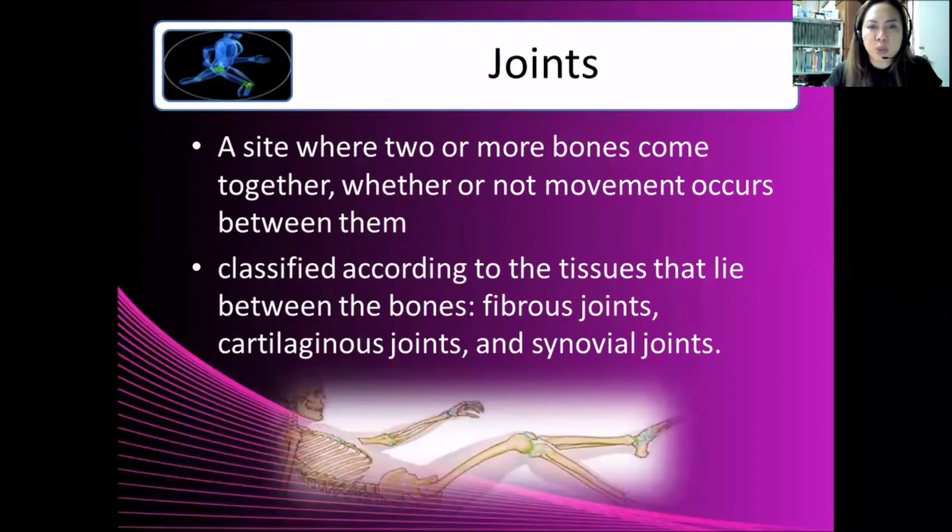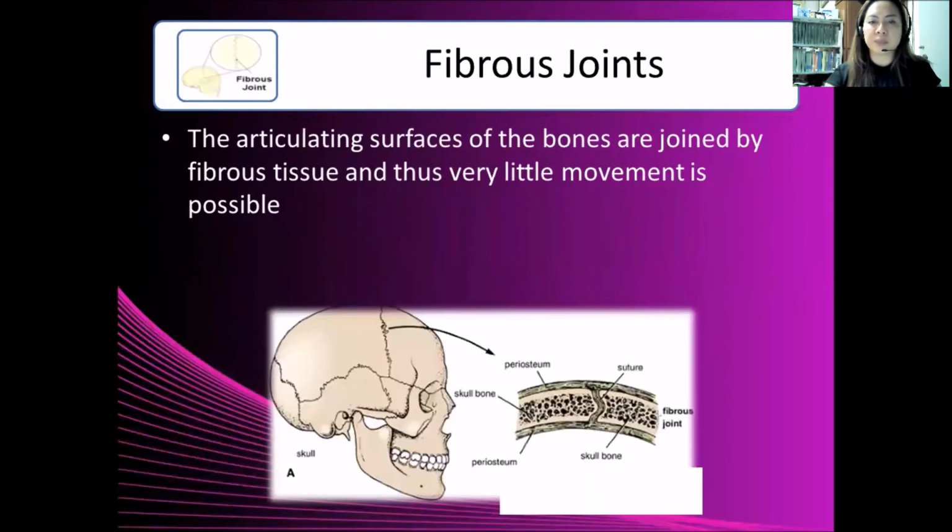Let's go to joints. Ano naman tong joints? Joint is a site where two or more bones come together, whether or not movement occurs between them, 'di ba? Kasi sabi nga natin, yung skull naman, meron naman siyang joint, 'di ba? So, pero hindi naman nagkakaroon ng movement. So, joint pa rin. It is classified according to the tissues that lie between the bones. So, pwede siyang fibrous joint, cartilaginous, and synovial. Okay? Fibrous, cartilaginous, and synovial.